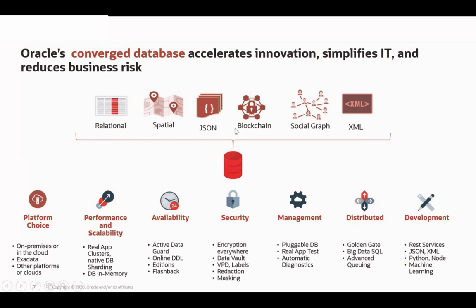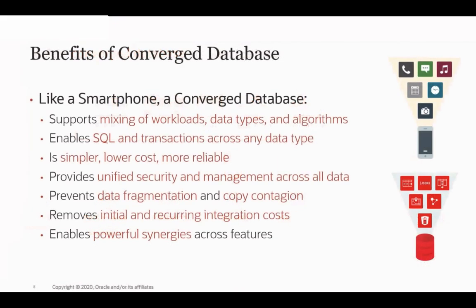Now, let me draw an analogy here. The standalone and purpose-built utilities like a desk phone or a pager, a calendar or a camera, right? All of them existed for a really long time, but then they're all converged into one mobile phone. So mobile does all of these features for us. Similarly, a Converged DB supports mixing of workloads and data types and algorithms. It is a very simple platform, comes at lower cost and is far more reliable than single-purpose databases.